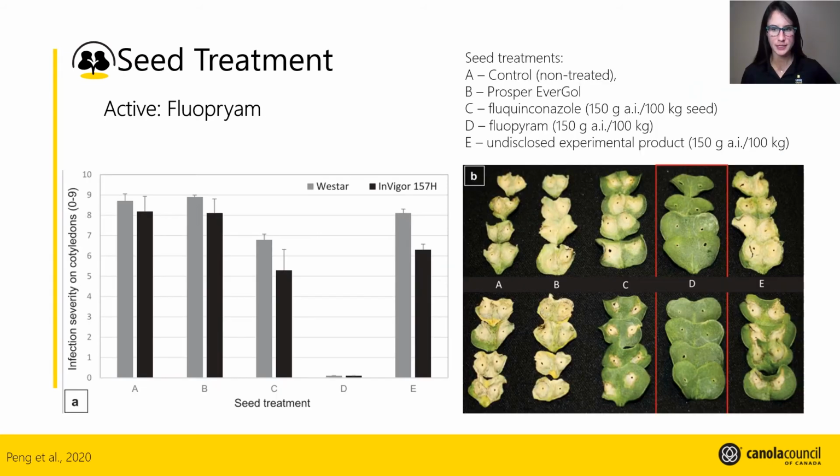So the first active ingredient that I'm going to talk about is fluopyrin. This will be a part of the Vaqueros seed treatment moving forward. It was tested a few years back with Dr. Gary Pang at Ag Canada, Saskatoon. And what he did was compare it to other treatments available at that time.